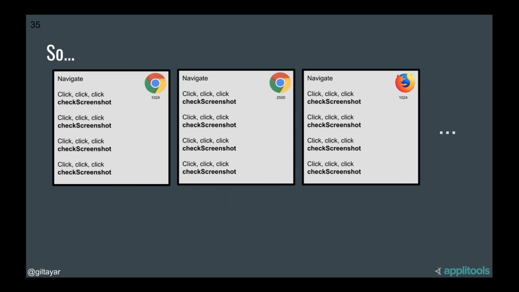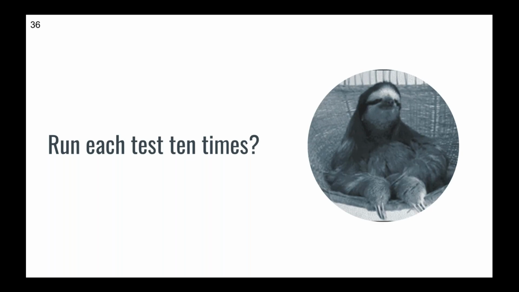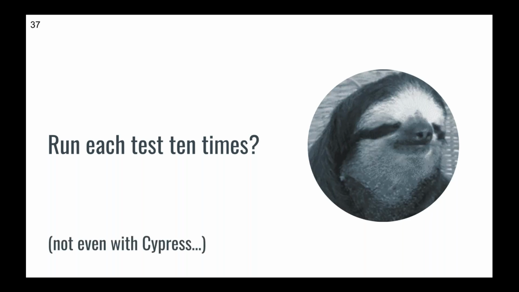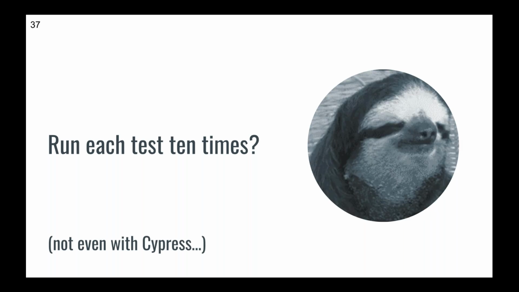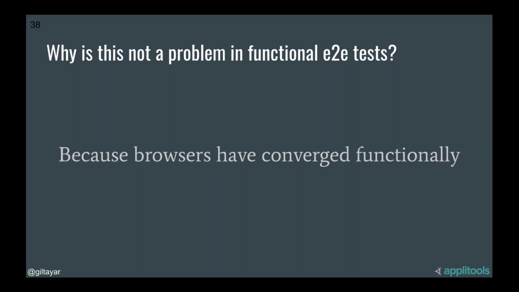So theoretically, what we need to do is run the test once on Chrome at 1024, run the test on Chrome at 2500, run the test on Firefox, on Safari, on IE. That's running each test 10 times for 10 browser versions, and the answer is no. We can't really, because that will make our tests run really slow. Even with Cypress, Cypress is wicked fast, but try and run it 10 times, then you get a big problem.